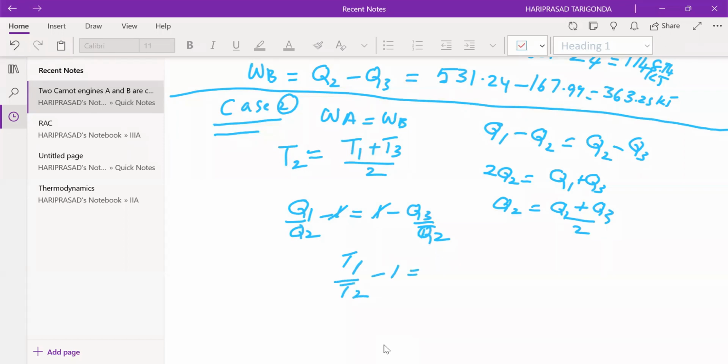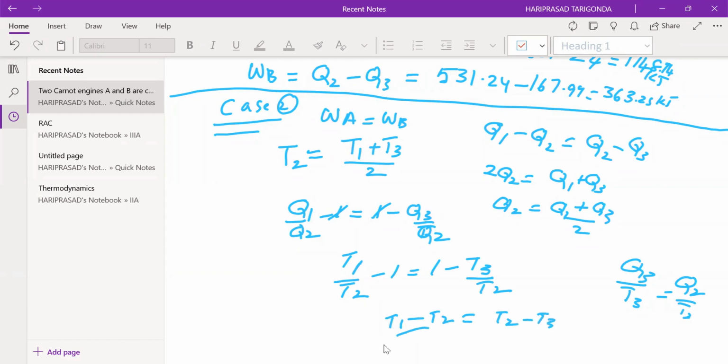Minus 1 is equal to, in place of Q3 by Q2 we can write, because Q3 by T3 is equal to Q2 by T2, so Q3 by Q2 is equal to 1 minus T3 by T2. If you take LCM, this side you will get T1 minus T2, and this side T2 minus T3, and the T2 will get cancelled.